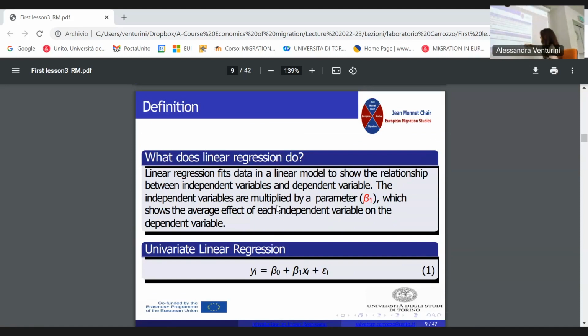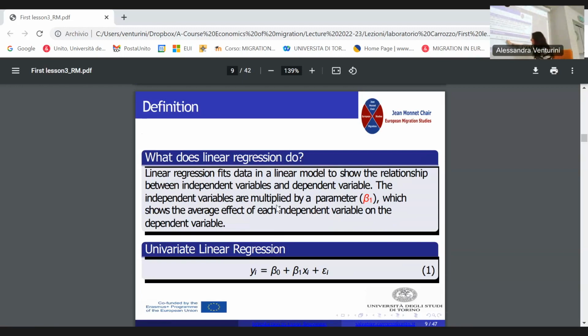Beta 1 is the slope, and beta 0 is the intercept, the value when x is 0. So beta 1 is the slope, graphically, and beta 0 is the intercept.